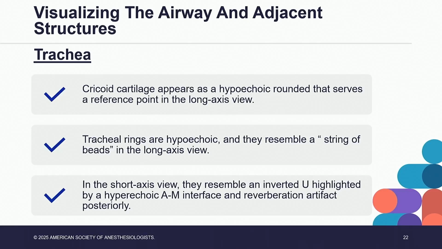So how about the trachea? The cricoid cartilage appears as a hypoechoic rounded structure that serves as a reference point for the long axis. Tracheal rings are hypoechoic and they resemble a string of beads in the long axis view. In the short axis view, they resemble an inverted U shape, highlighted by the hyperechoic air mucosal interface and the reverberation artifact posteriorly.